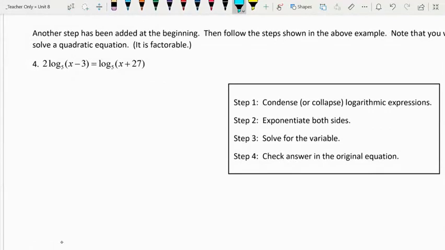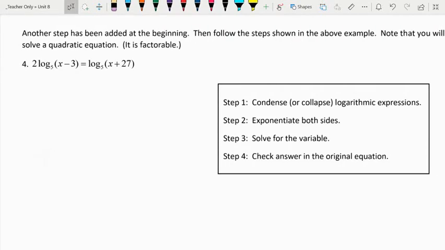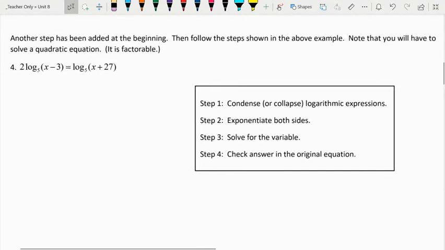All right, so we are looking at the next one. Okay, another step has been added to the beginning. Then follow the steps shown in the example above. Note that you will have to solve a quadratic equation here. Okay, it is factorable. So what's being added to this is that sometimes you have to condense, or sometimes you'll have to always condense. You won't expand because you don't want to make it larger to then try to solve. Okay, so that's the only step that's being added here.